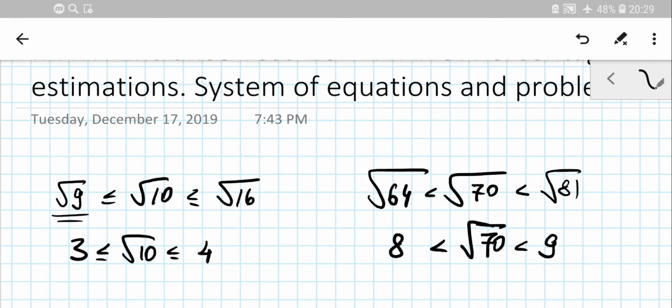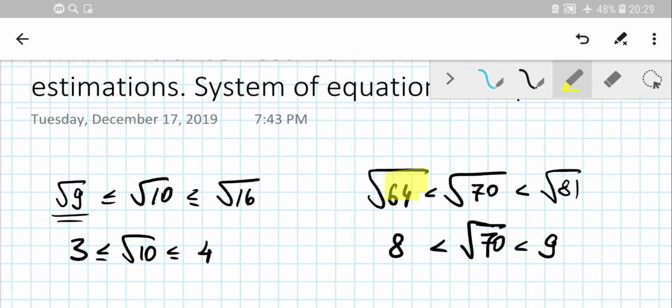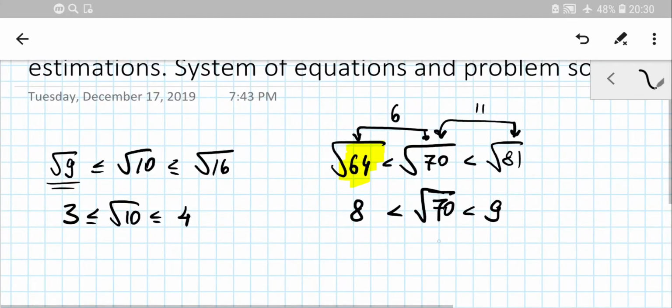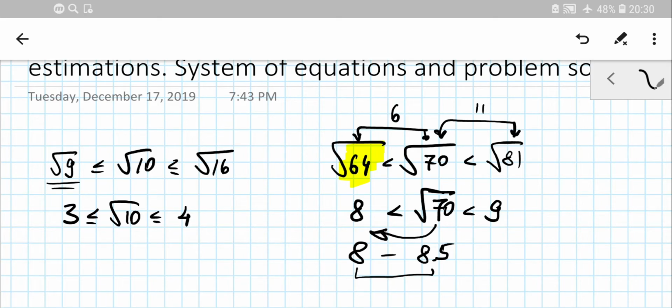No problem. First of all, let's have a look here. The square root of 64. Let's just measure the distance. 64 and 70, the distance between those two numbers is 6. What about 81 and 70? That's about 11, right? So you obviously think that the square root of 70 should be close to 8. So let's try to take 8.5. Your estimation might be between 8 and 8.5.